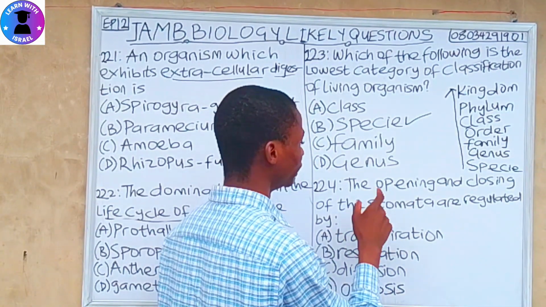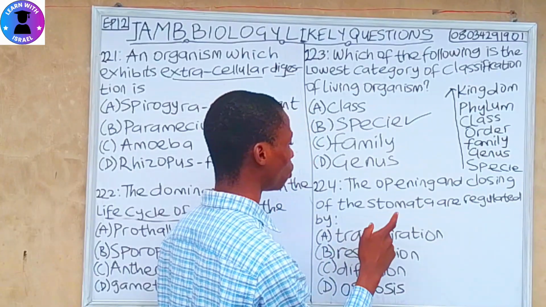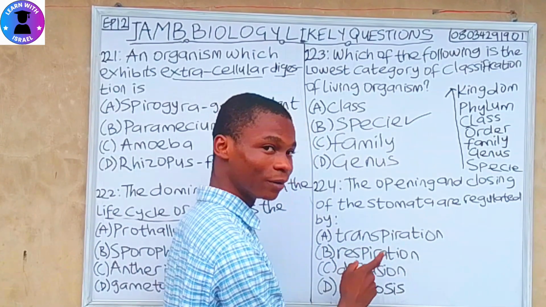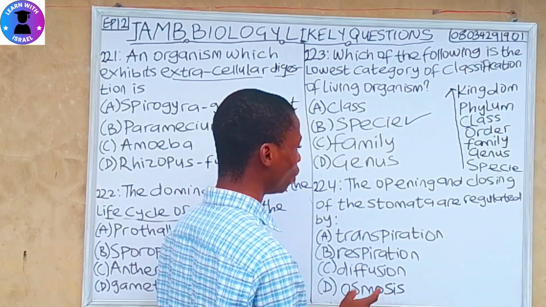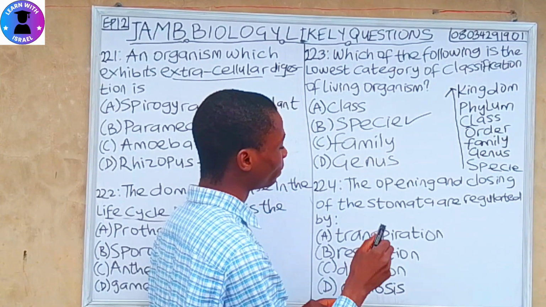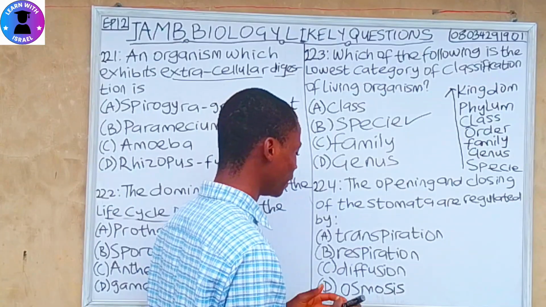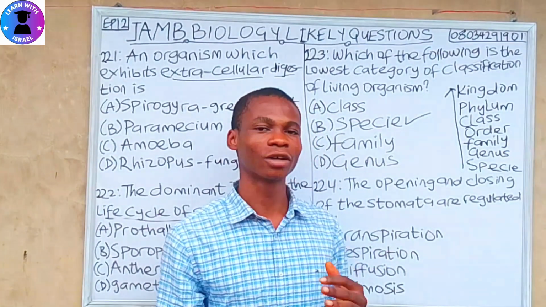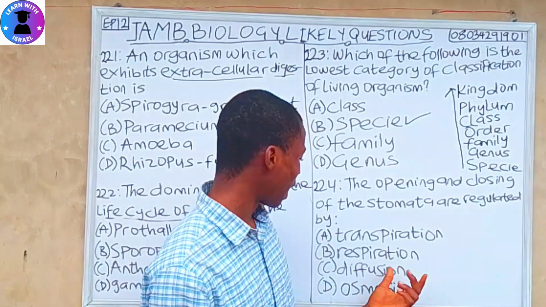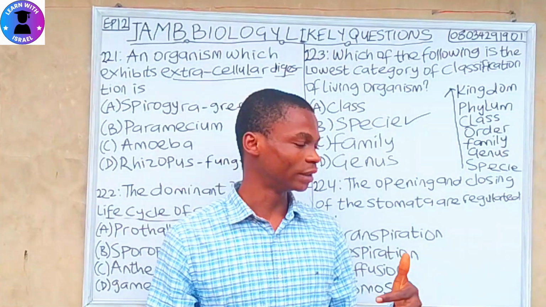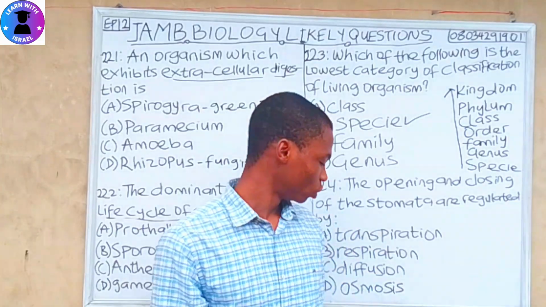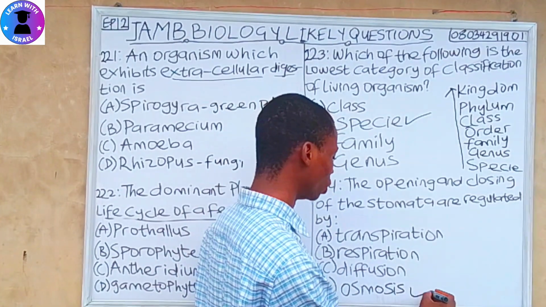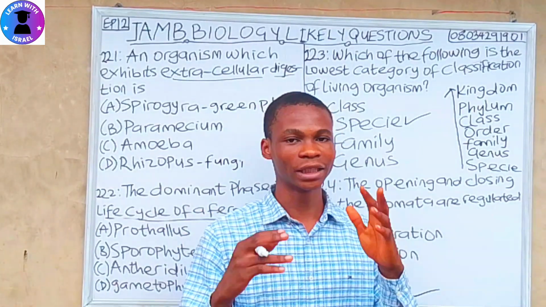Question 224. The opening and closing of the stomata are regulated by A. Transpiration, B. Respiration, C. Diffusion, D. Osmosis. So the opening and closing of stomata are being regulated by osmosis. And for transpiration, it is when loss of water occurs. So the opening and closing of stomata are regulated by osmosis. So guys, let's move to the next one.